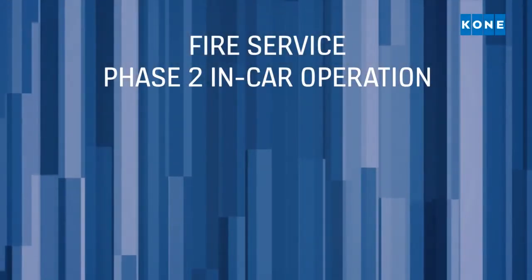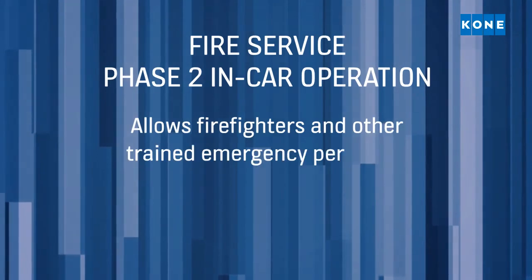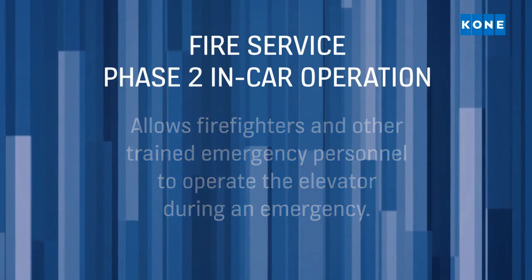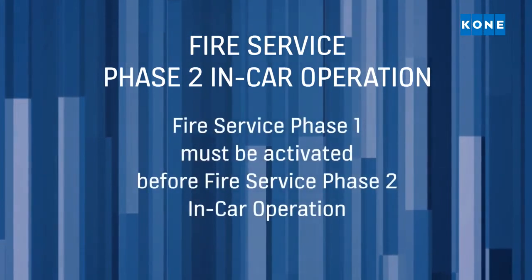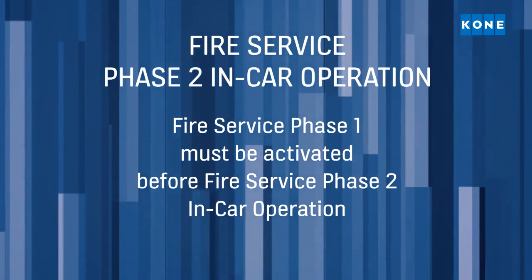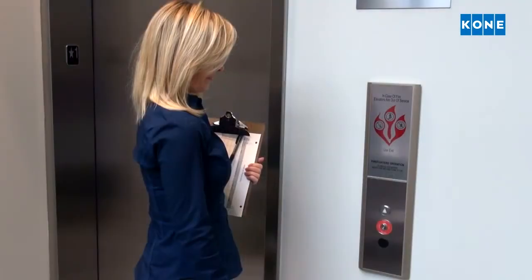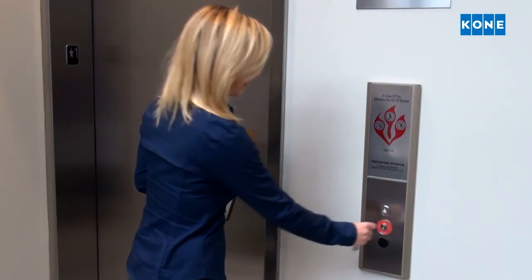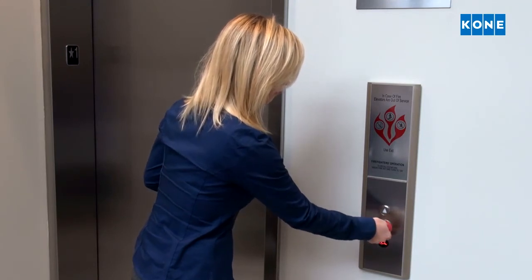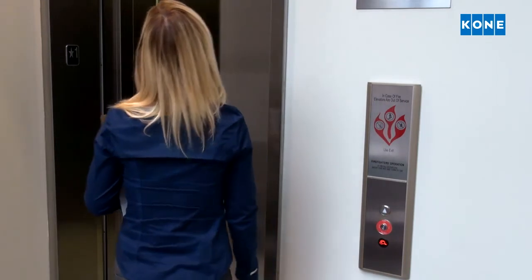Fire Service Phase 2 in-car operation allows firefighters and other trained emergency personnel to operate the elevator during an emergency. Fire Service Phase 1 recall operation must first be activated before an elevator at the designated egress floor can be placed on Fire Service Phase 2 in-car operation. First, using the Fire Service key, activate Fire Service Phase 1 recall by turning the Fire Recall key switch, which is located at the designated egress floor, to the on position.